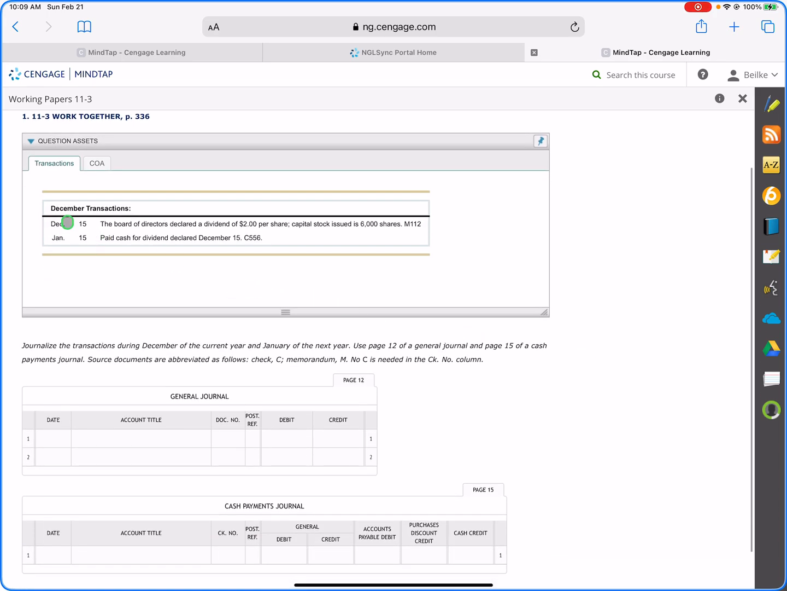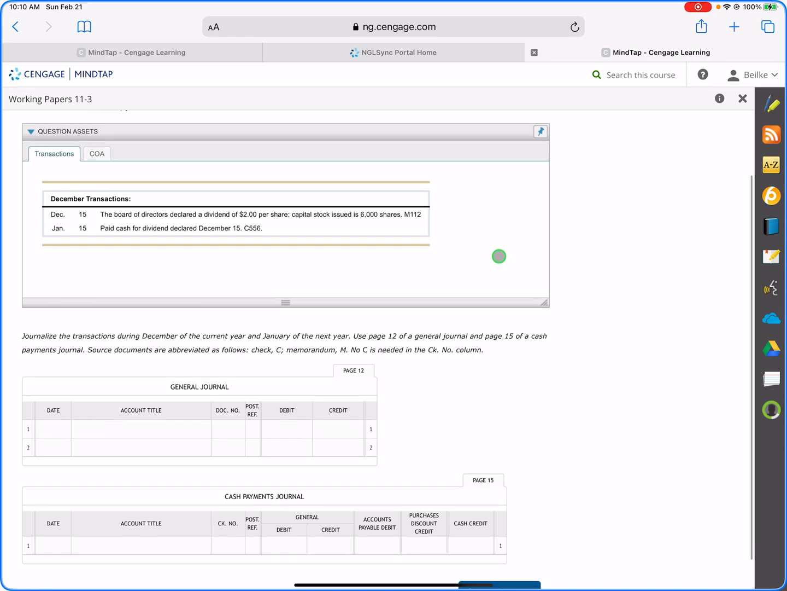Okay, it says on December 15th, the board of directors declared dividends of $2 per share. Capital stock issued is 6,000 shares. So each of these 6,000 shares is worth $2 each. So 6,000 times $2 each is a total of $12,000 dividends were declared.